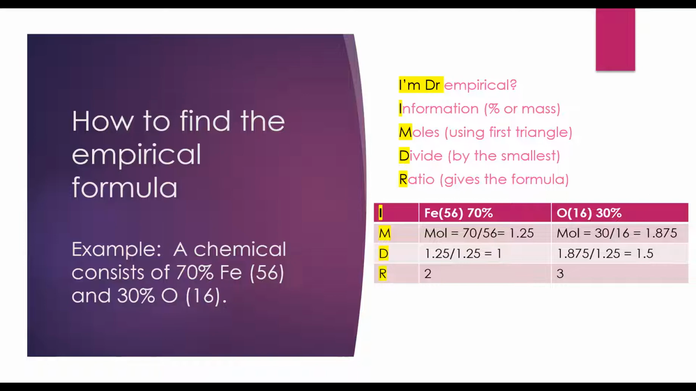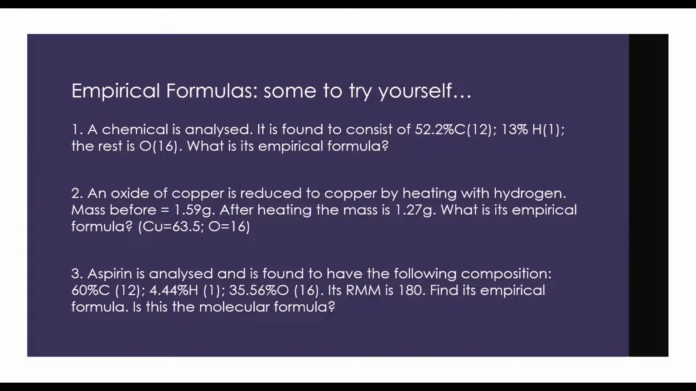Now we can't have 1.5 oxygens. We have to have a whole number. We do not round it up or down. We do not approximate. So we ask, what's the closest whole numbers? What can I multiply it by? Always try by 2 first. Multiply by 2, it becomes 2 and 3, and therefore the formula must be Fe2O3. So remember IMDR: write down the information, which is the percentage or the mass, then find the moles, divide by the smallest, and find the ratio.